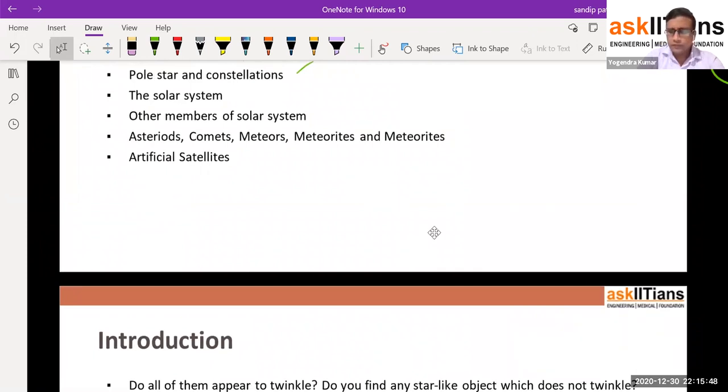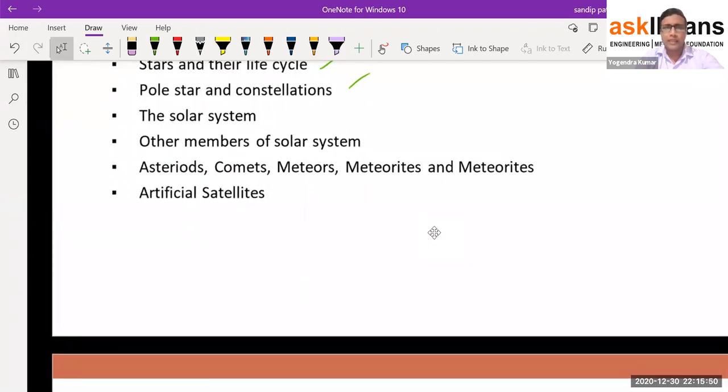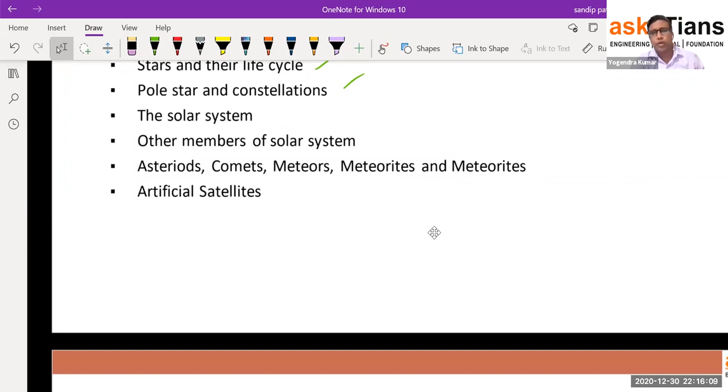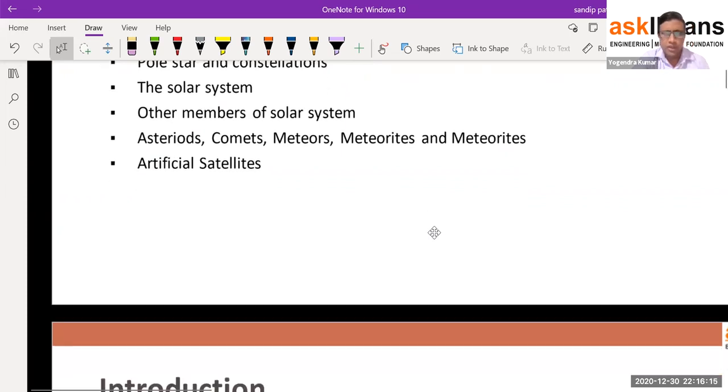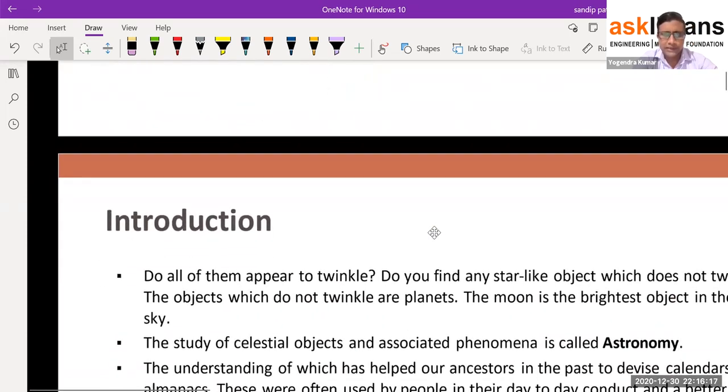Then we know about the solar system. What are the other members? You can see here the names: asteroids, comets, meteors, right, etc. Then we also have the satellites. We know about the moon. What are the satellites of the different planets? We will see that, and about the artificial satellites, right? We will also see that one. Artificial satellites, you know, are man-made objects, and we do launch artificial satellites. Okay, sure. So let's start.